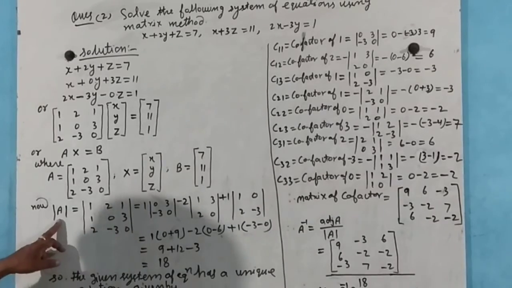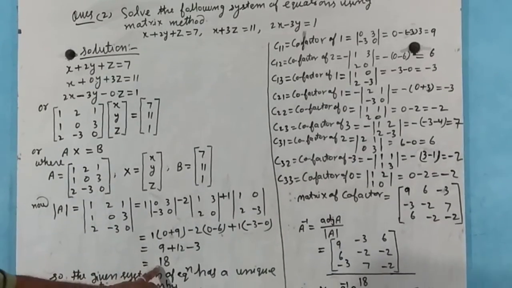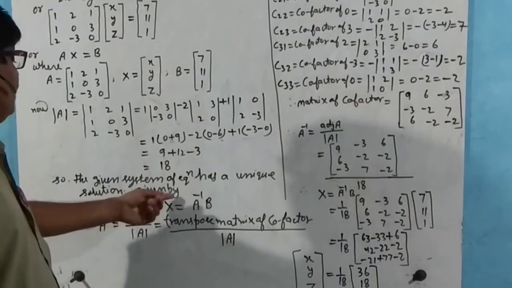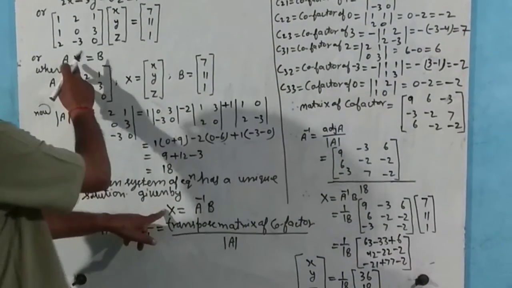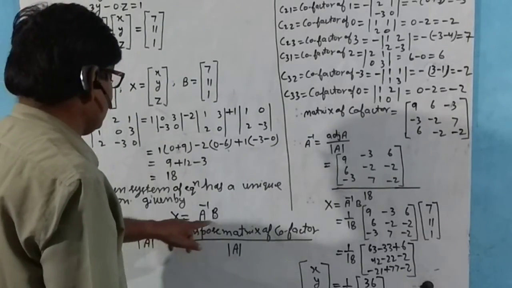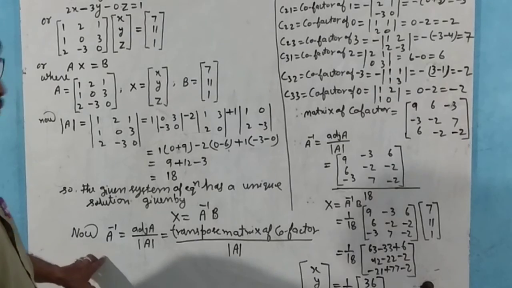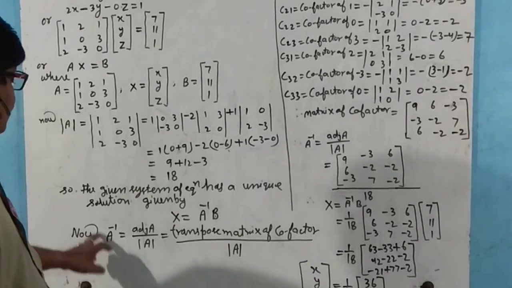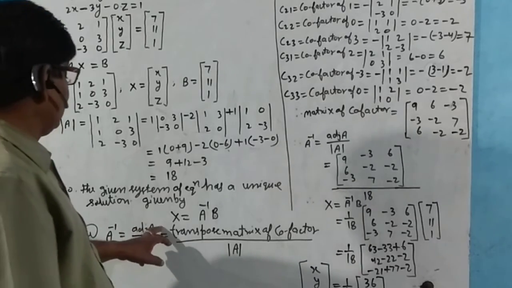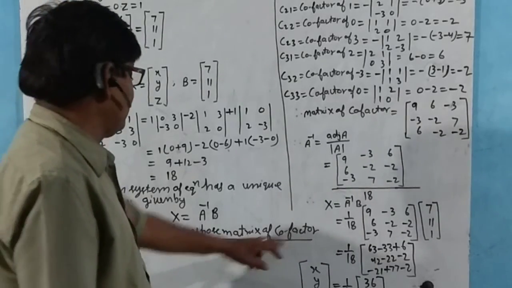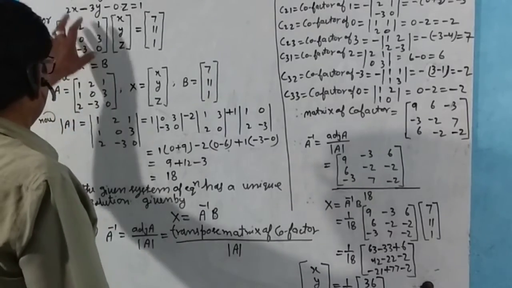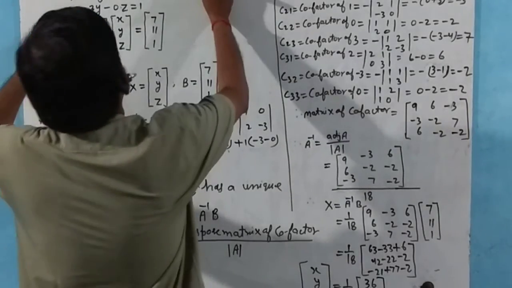Now the determinant of A is nonzero, so the given system of equations has a unique solution given by X equal to A inverse B. Now we calculate A inverse. A inverse means adjoint divided by determinant, and the adjoint is the transpose of the matrix of cofactors, so we calculate the cofactor of each element.